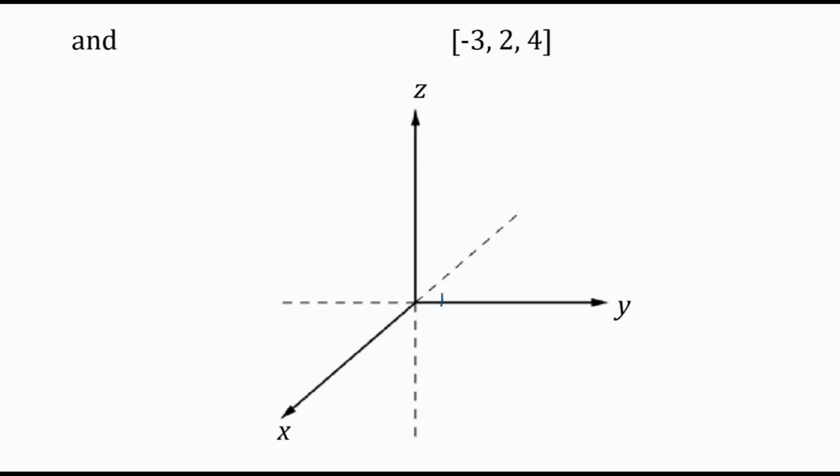So let's see. 1, 2, 3, 4, 5. 1, 2, 3, 4, 5. So it's negative 3 in the x. So that's why I went the other direction, obviously. And 1, 2, 3, 4, 5. So I am going negative 3 in the x. 1, 2, 3. 2 in the y. So something like that. And 4 z. So 1, 2, 3, 4.